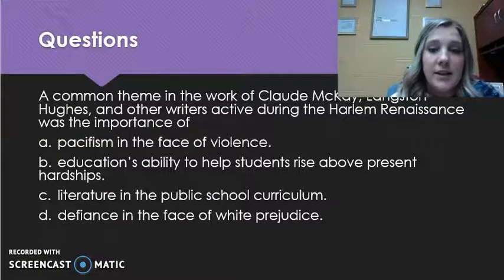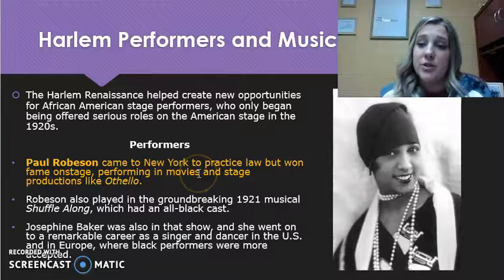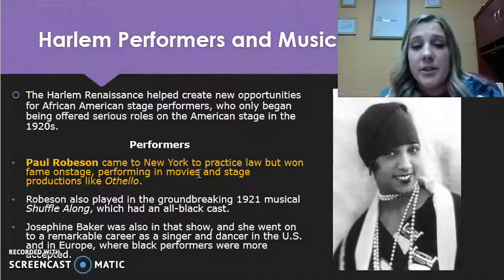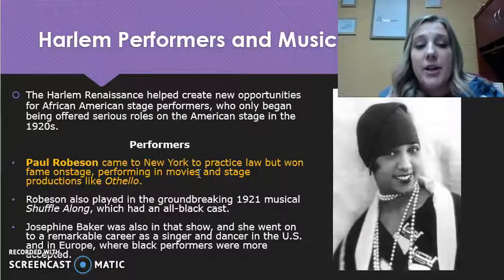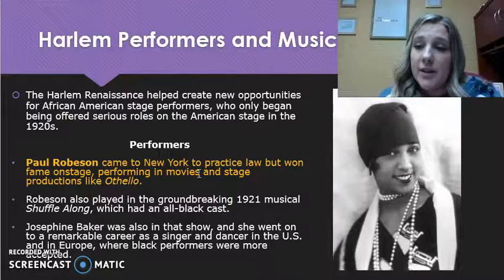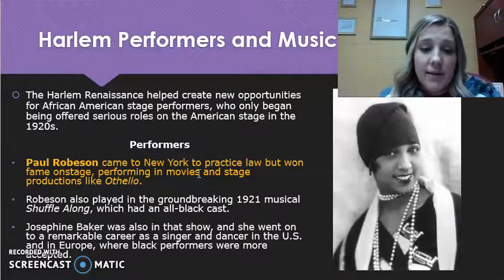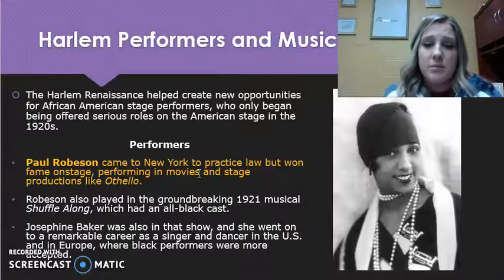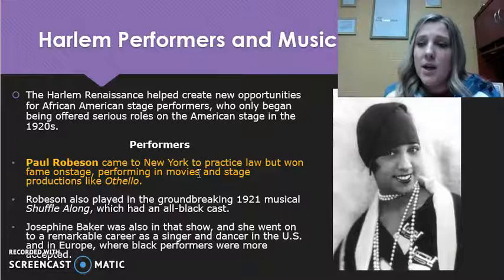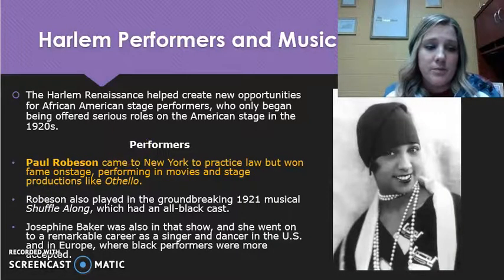All right, and the last 2 slides talk about the musicians that were famous during the Harlem Renaissance. It created new opportunities for African American stage performers, and they were offered serious roles just starting in the 20s. So you have a few here: Paul Robeson, Josephine Baker, all that were taking part in these roles as stage performers.